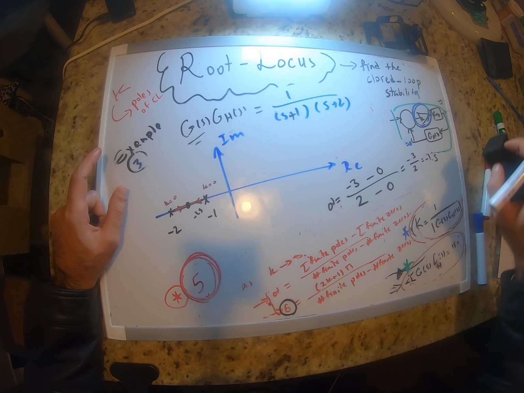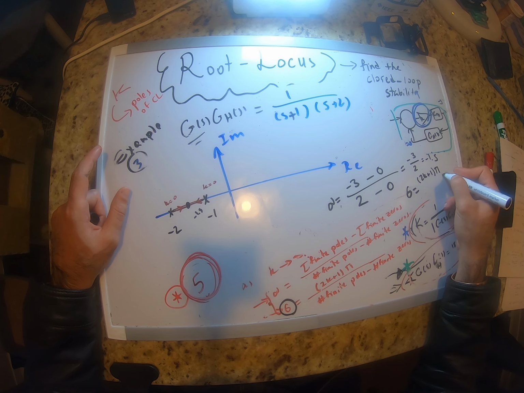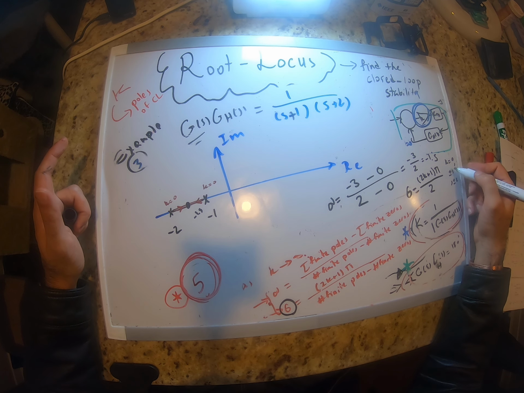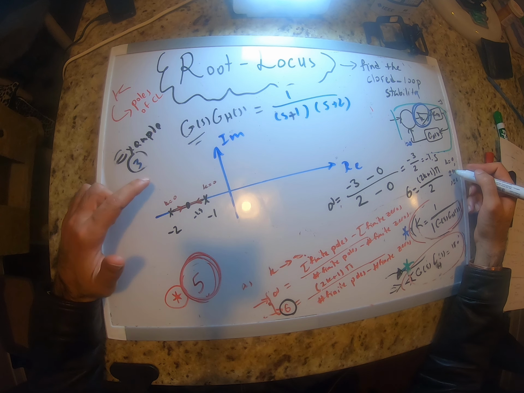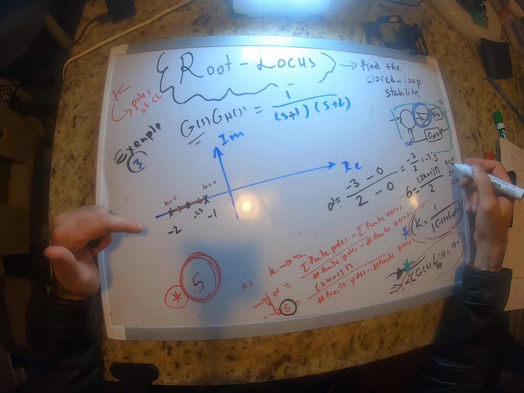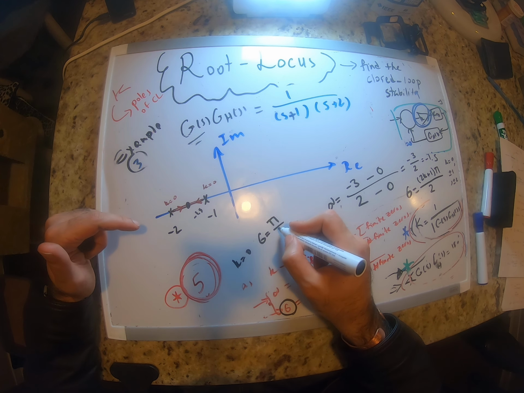So the angle theta is going to be (2k plus 1) pi divided by the same denominator, 2. Okay? And k can be any value: 0, plus minus 1, plus minus 2, and so on. You only need to put 2 of these numbers because you only have 2 poles, right? So if k is equal to 0, theta is going to be pi over 2.